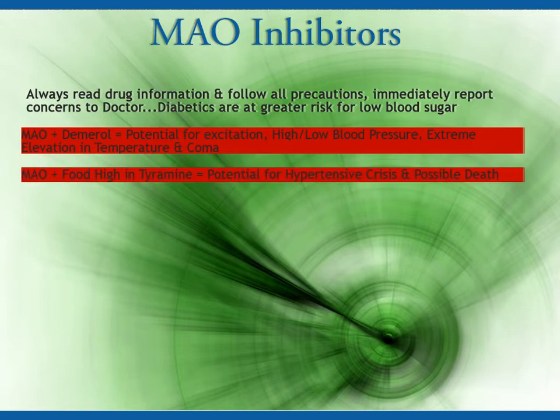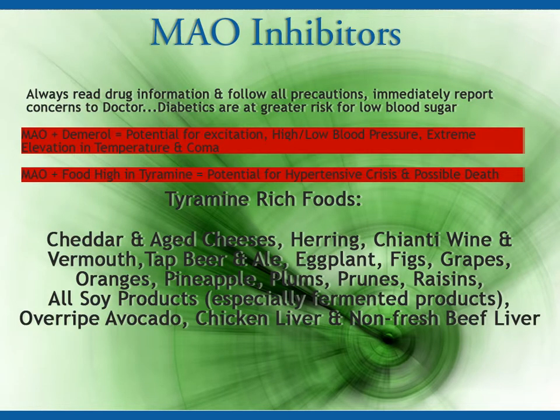One of the most difficult things for the people and their family is most of the dietary restrictions that must be followed. It can be dangerous for them to eat foods which are rich in tyramine. Eating foods rich in tyramine can produce a hypertensive crisis and possibly death. Tyramine-rich foods include cheddar cheese and aged cheeses, herring, Chianti wine and vermouth, tap beer and ale, eggplant, figs, grapes, oranges, pineapple, plums, prunes, raisins, all soy products but mainly fermented soy products, an overripe avocado, chicken liver, and non-fresh beef liver.